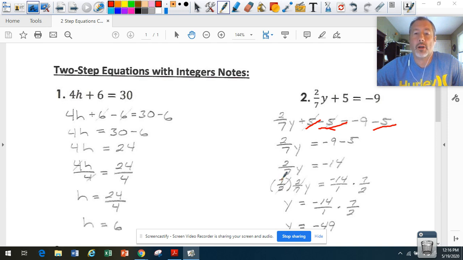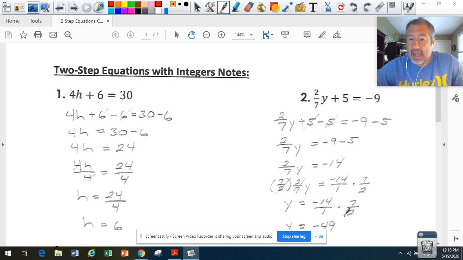So 7/2 times 2/7 is 14/14, which guess what that equals? 1. Okay, so if I multiply by 7/2 here, I must multiply by 7/2 here. So I'm left with y equals, do not lose your negative sign, -14/1. I just did that to make our lives easier. -14/1 times 7/2. Now, if you wanted to, you could just multiply across and you will get -98/2, which equals -49.